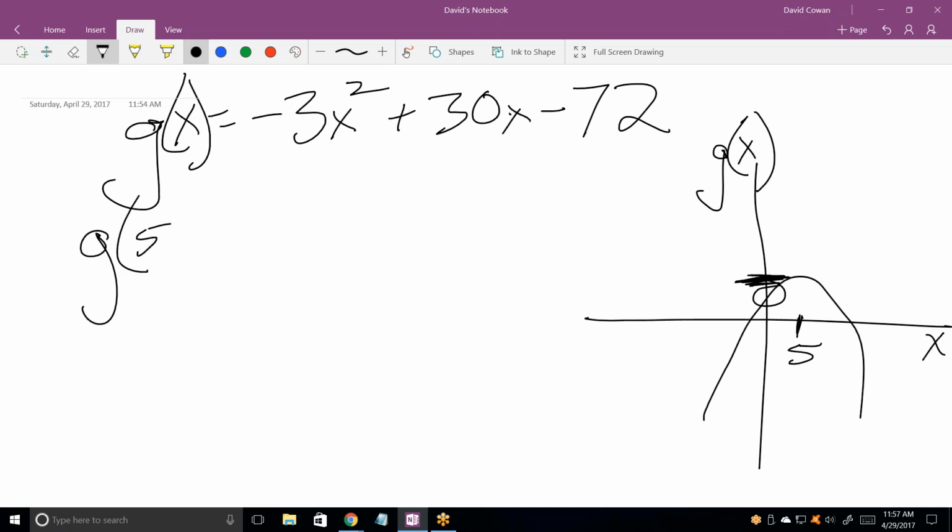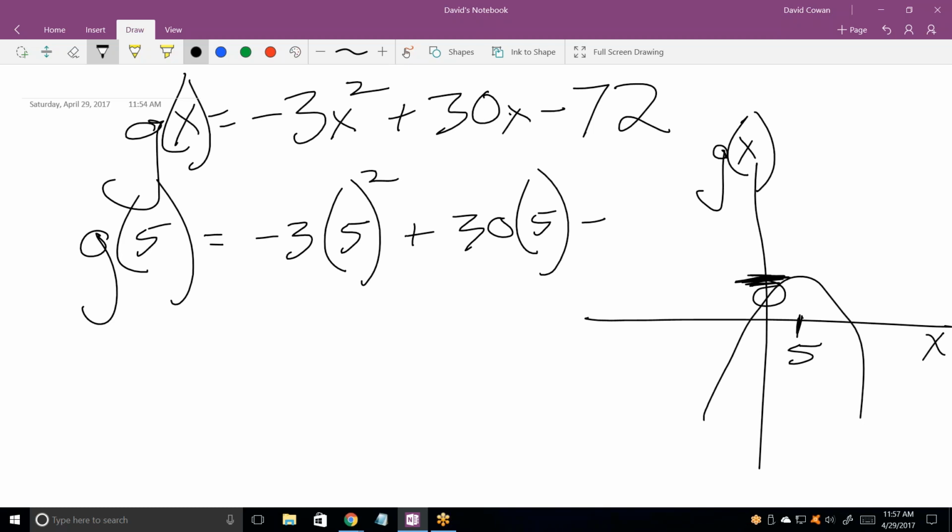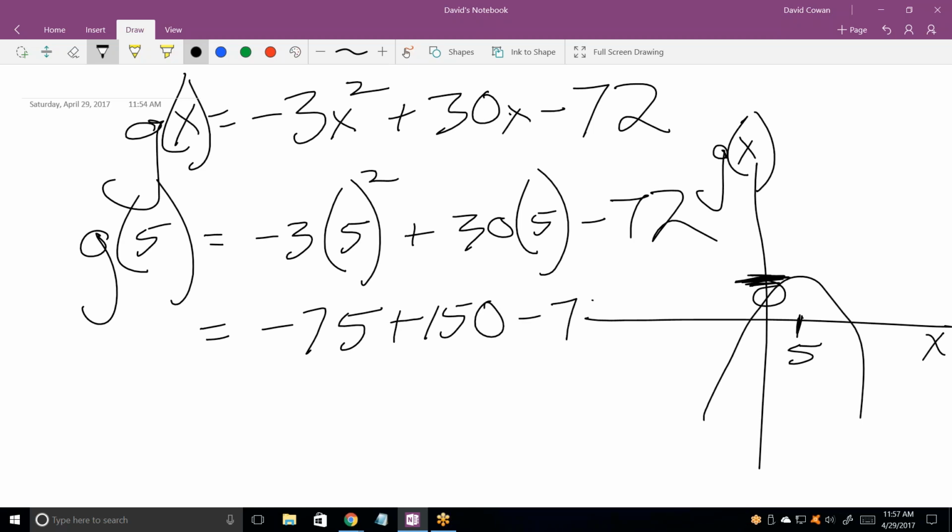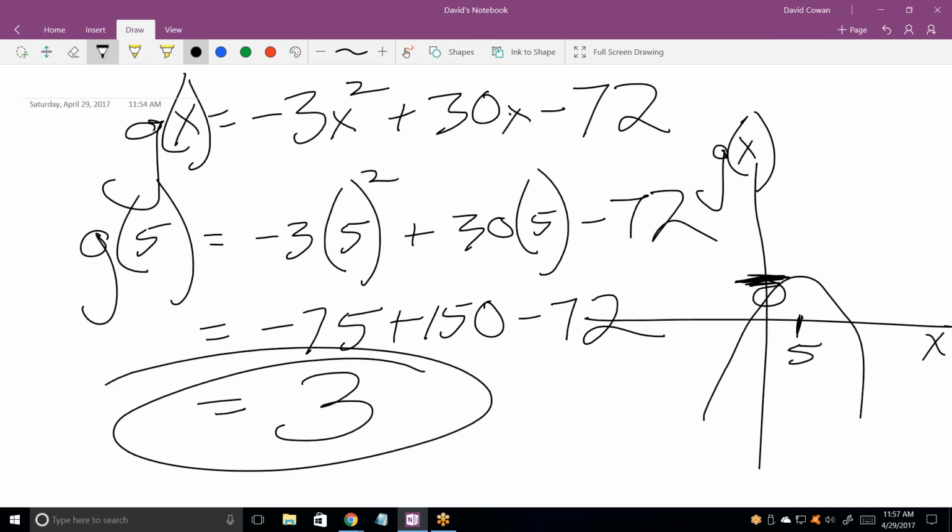Okay, so I'm going to write it like that. Now plug it in. Negative 3 times 5 squared plus 30 times 5 minus 72. Okay, now let's come up with a number for that. So negative 75 plus 150 minus 72.